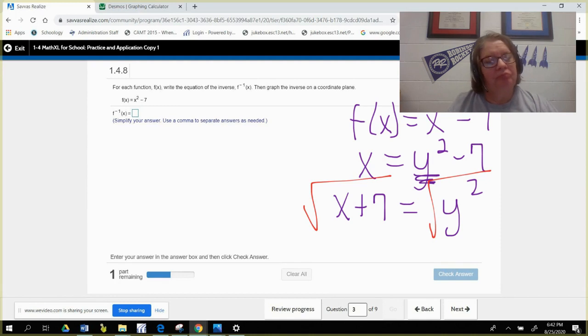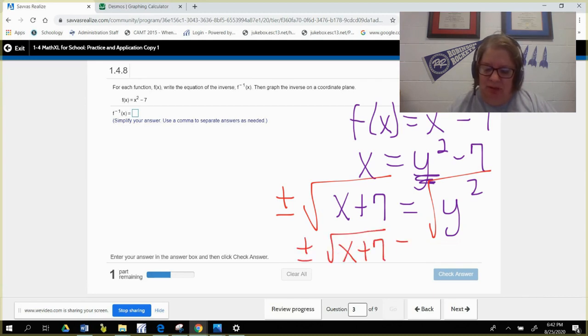Okay, now, when you take the square root like that, you want to put a plus minus in front. Just remember on this assignment to put a plus minus in front. I'll show you why in a little bit. So this is plus or minus square root of x plus 7 equals y. How do I know when I'm finished? Because the y is by itself, right? Our second step said solve for y. When the y is by itself, we're done.